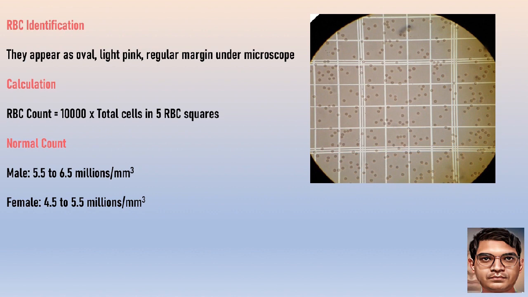RBC count. The normal RBC count in males ranges between 5.5 to 6.5 million per millimeter cube, and in females it is 4.5 to 5.5 million per millimeter cube. Now we'll see the steps of RBC count in sequence once again.